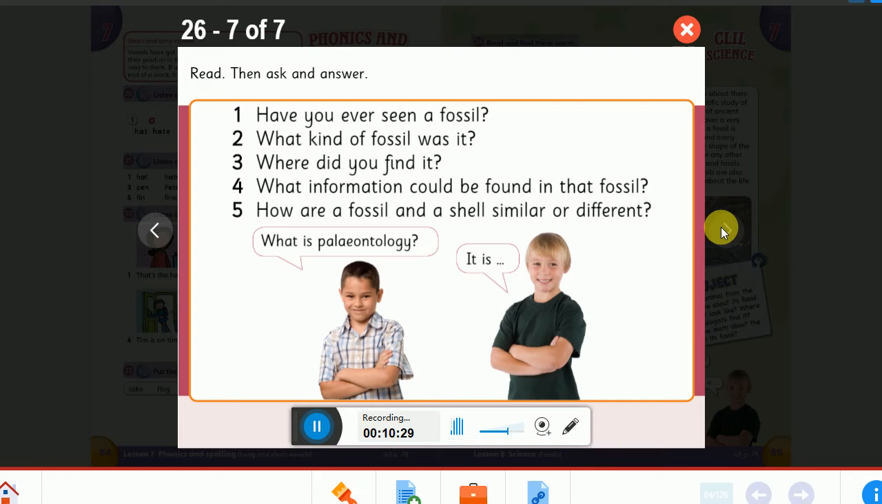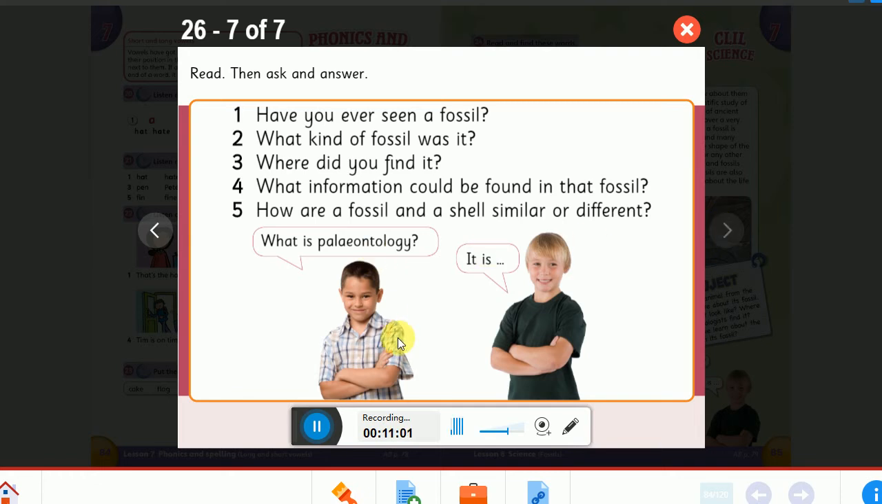I guess we answered that question. Maybe that fossil told you, if it was, for example, bones, about the structure. Or maybe they are just traces or prints of the animal's feet. So they may tell you how they walked or how they moved, that they used to move fast and so on. Number 5, how are fossils and shells similar or different?